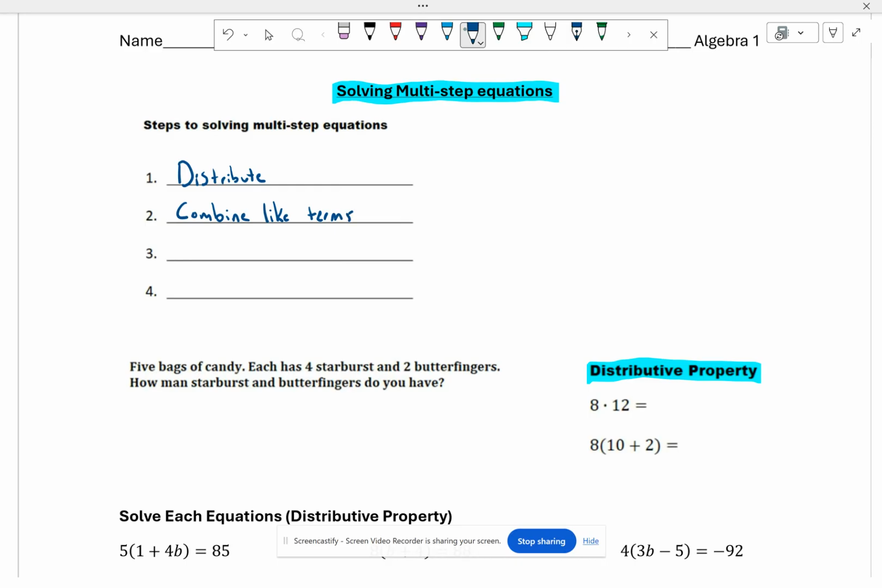Once we do that, we want to make sure all the variables are on one side of the equation. So we're going to try to get x. It can be any letter. It doesn't have to be x. So get the variables on one side of the equation. And then finally, we'll solve with our inverse operations.